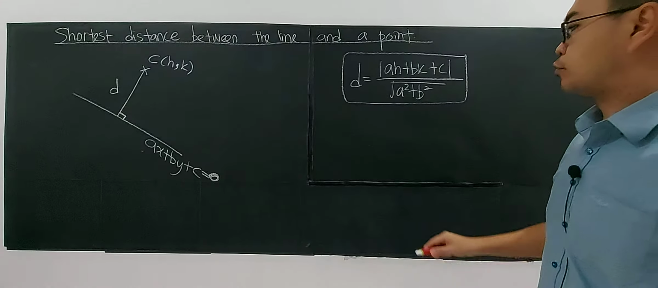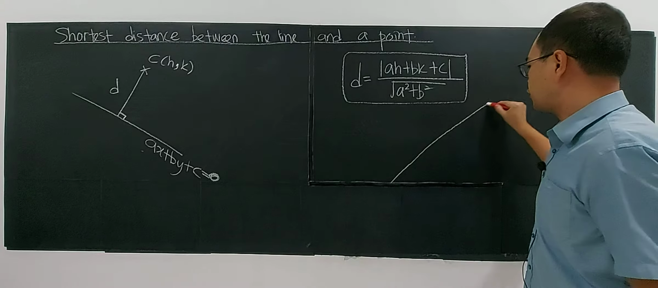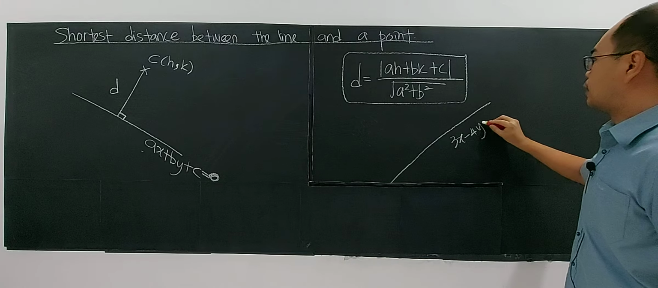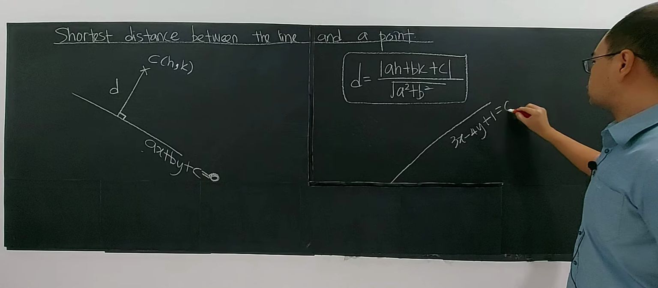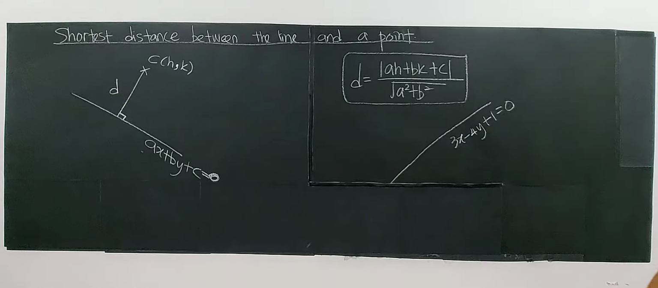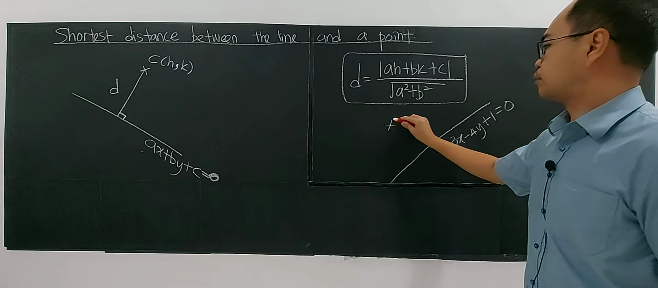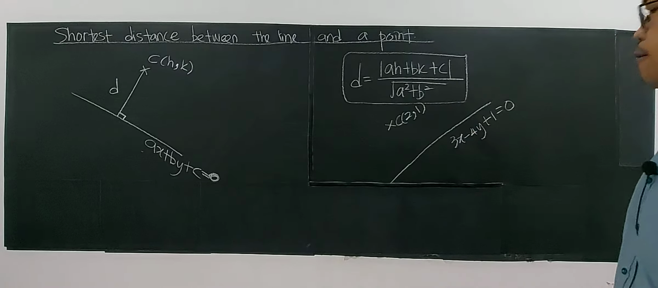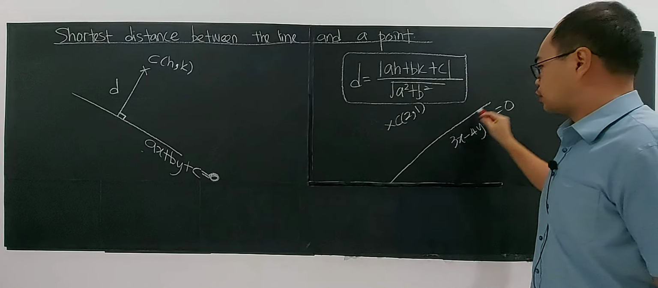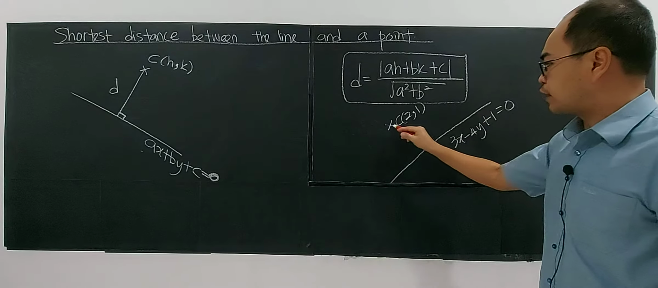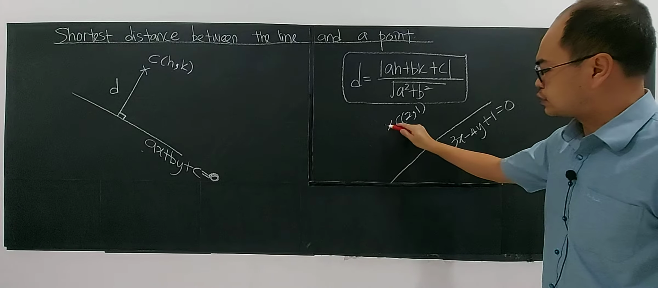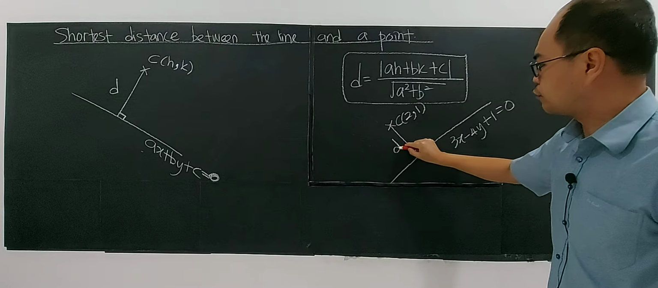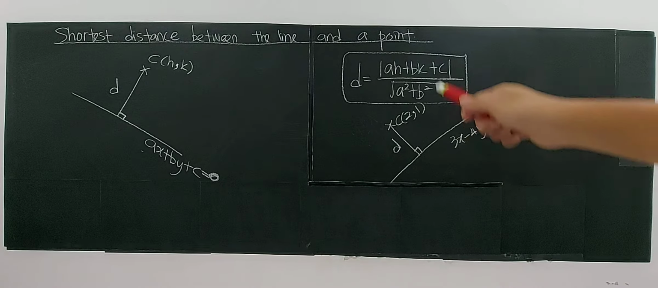For example, you have a line with equation 3x minus 4y plus 1 equals 0. It's a straight line. Then you have a point, let's say 2, 1. This point is not on the line. We want to find the shortest distance. There are many distances from this point to this line, but the shortest distance will be the perpendicular distance here. So how do we find this distance? I'm going to teach you how to apply this formula.